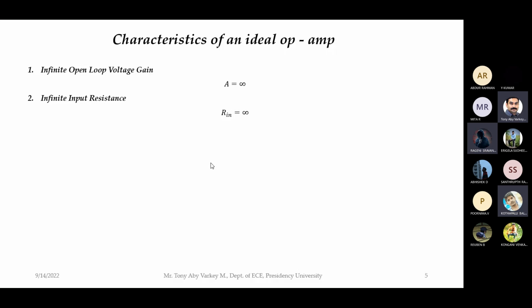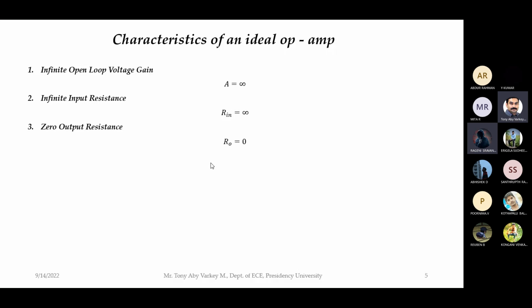0, sir. Understood. Which means that the op-amp will not take any current. That is an important property of an op-amp. That is why the input resistance of an ideal op-amp should be infinite. Now, another is zero output resistance. Output resistance of an ideal op-amp should be 0.